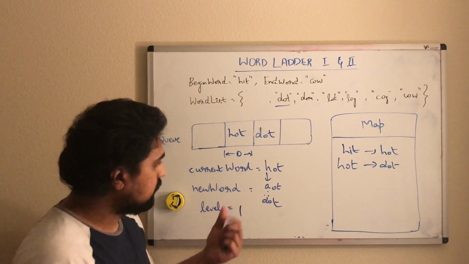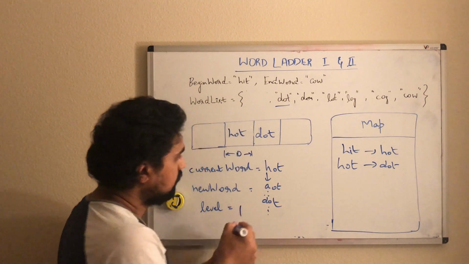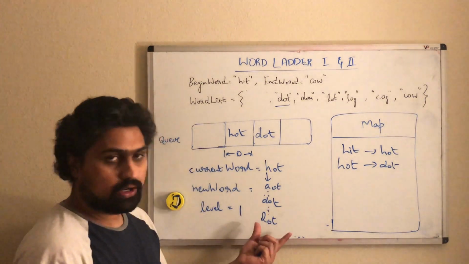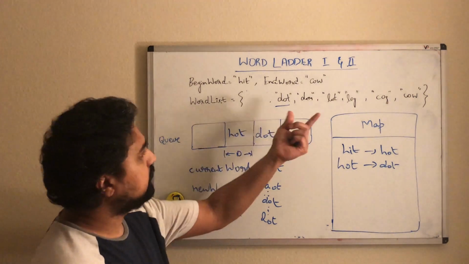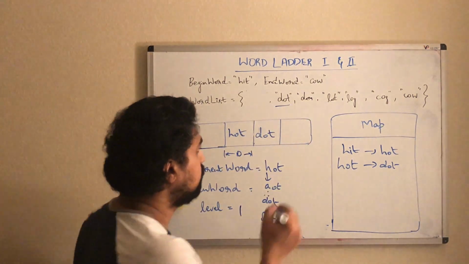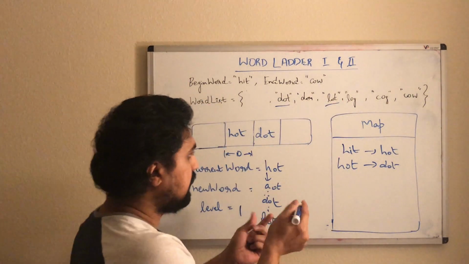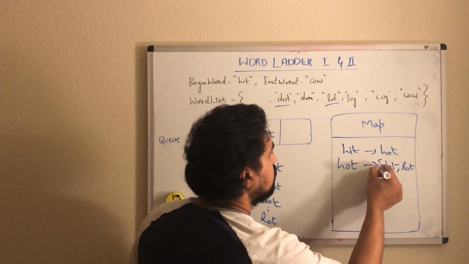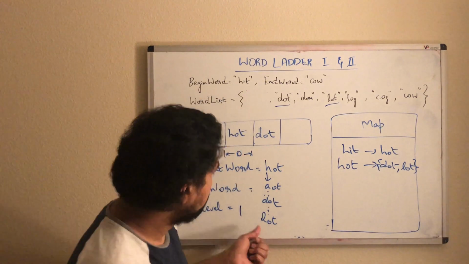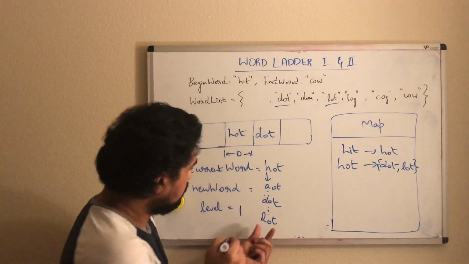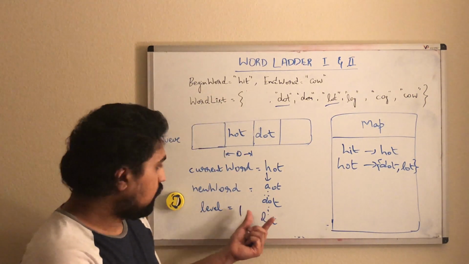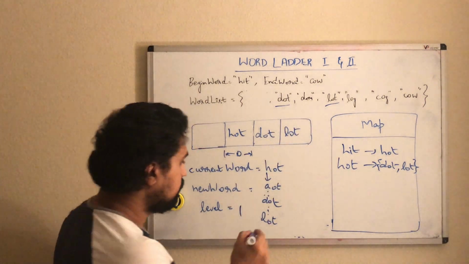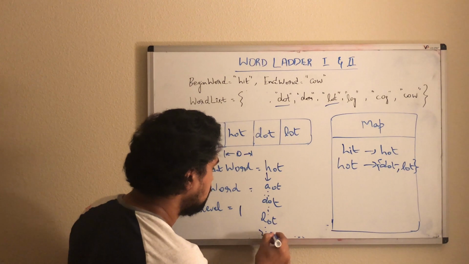Now we shall continue this. So somewhere in the middle we find lot. So lot is also a word that belongs to this word list. So we shall mark this as visited. We shall add the mapping between hot and lot as well. We shall also offer lot to the queue. And we can continue this until ZOT.